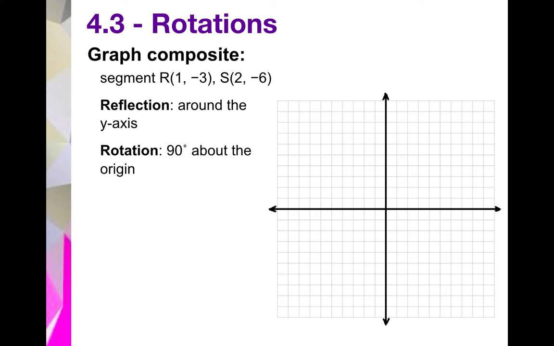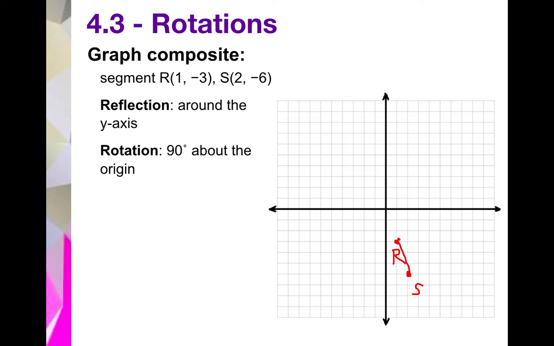So let's take a look at a case here: graph the composite. We have 1, -3, which is here. That's R. And then we have 2, -6, which is here, and that's S. We want to reflect about the y-axis, and then rotate 90 degrees about the origin.